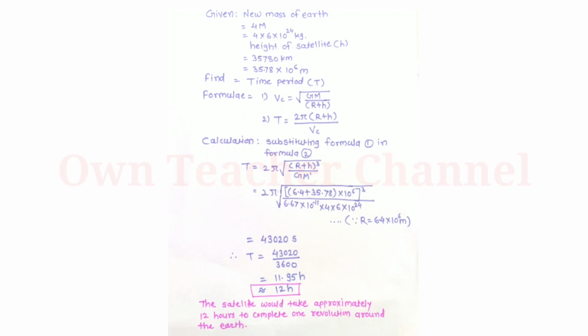We know in 1 hour there are 3600 seconds. So we will divide here. After dividing, we get the answer 11.95 h, approximately 12 hours. So this satellite would take approximately 12 hours to complete one revolution around the Earth.